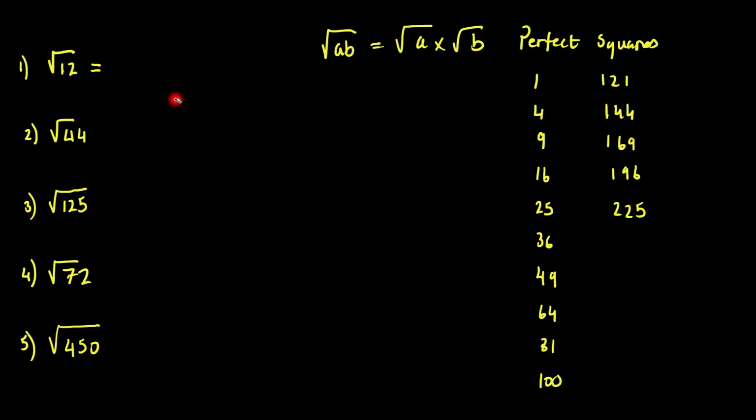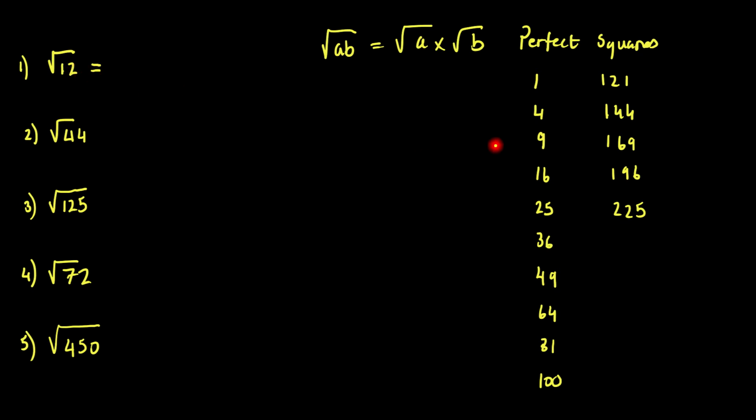Okay, another thing that you must know before we go ahead and simplify these: if you have root AB, that is equal to root A times root B. Another thing that you must know is your squares, at least up to 15. So that's 1 squared is 1, 2 squared is 4, 3 squared is 9, 4 squared is 16, and so on and so forth. So let's go ahead and do this first one.